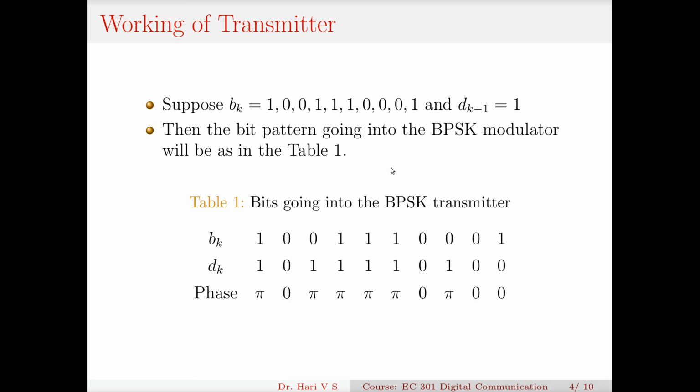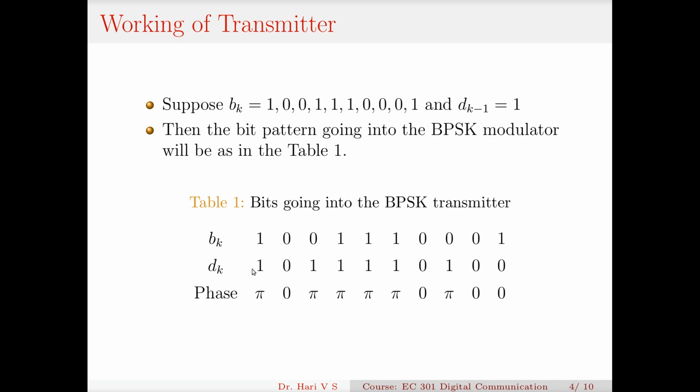Now suppose this b_k is, as an example, the pattern 10011100001, and the previous bit d_k minus 1 is 1. Then the bit pattern going into the BPSK modulator will be like this. 1 XNOR 1 is a 1, and 1 XNOR 0 is a 0, 0 XNOR 0 is a 1, 1 XNOR 1 is a 1, likewise 1 XNOR 1, 1 XNOR 1, again 1 XNOR 0 is again 0, 0 XNOR 0 is a 1 because both are equal. So 1 XNOR 0 is a 0, 0 XNOR 1 is a 0.